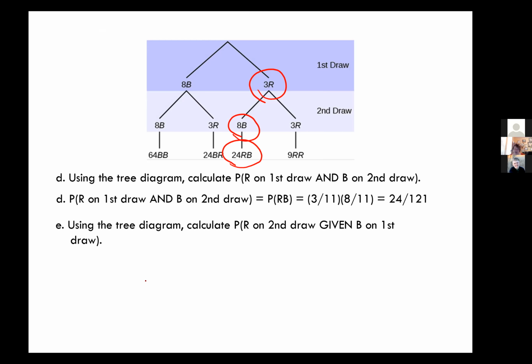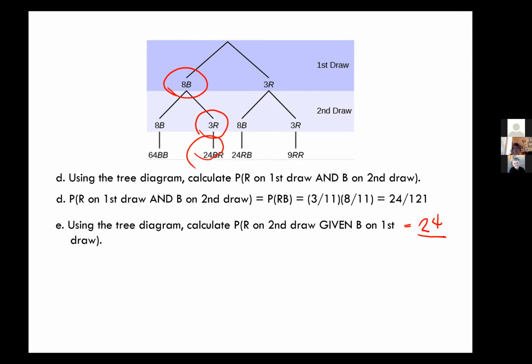Using the tree diagram, calculate that you get red on the second draw given you got blue on the first draw. So what's the probability of getting a red on the second given that you got blue on the first? Where here is blue on the first, red on the second, right here. So there are 24 possible outcomes where you get red given you've already drawn a blue one out. So the probability of red on the second draw given you got blue on the first is 24.